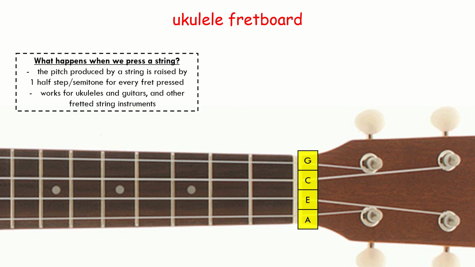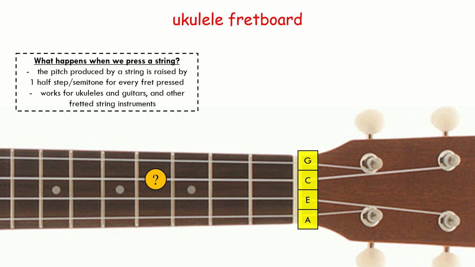Now, what happens to a string when it is pressed on a certain fret as it is plucked? The pitch produced by the string is now raised by a half step or a semitone for every fret pressed. This works for ukuleles, guitars, and other fretted string instruments. To illustrate, let's go over some examples.